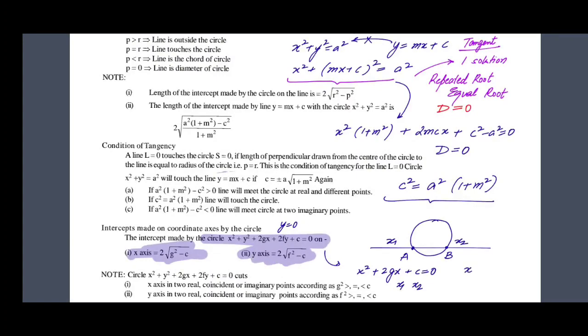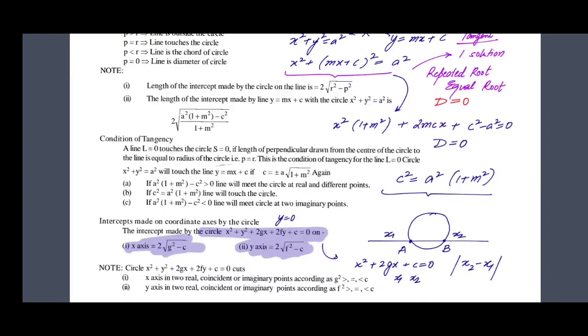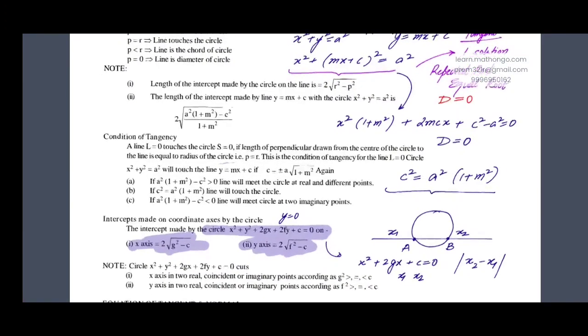What do you actually want to find? x-intercept, that is modulus of x2 minus x1. So how do you calculate when you have to find x2? That is actually calculated by doing this.